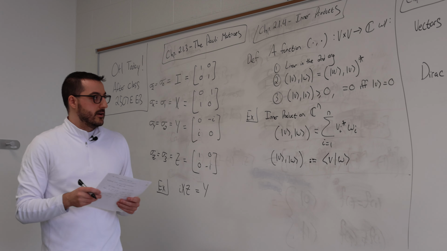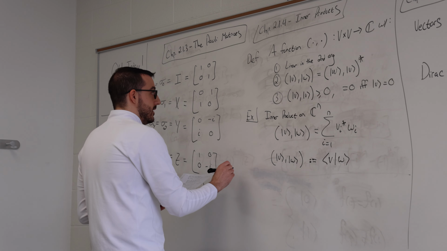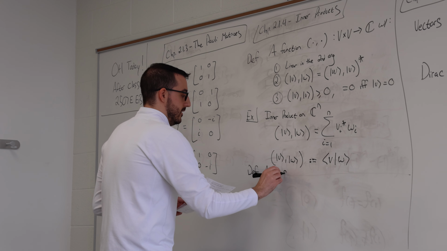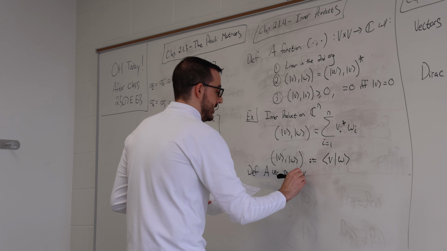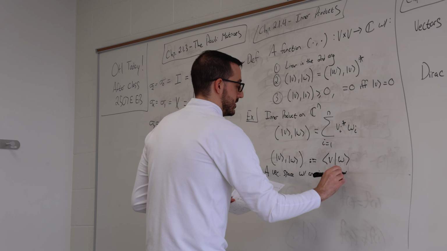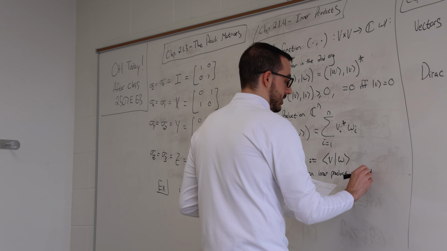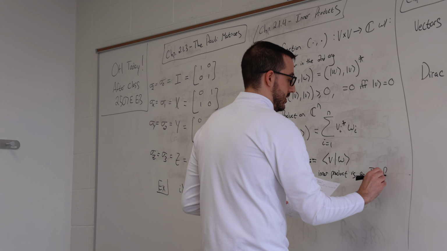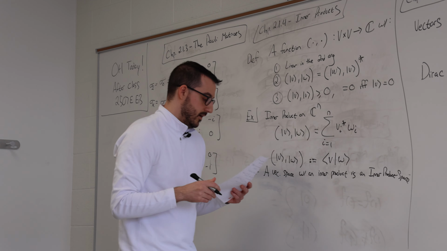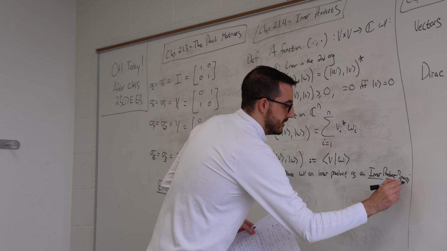Now, some rapid-fire definitions about this, some terminology that's important. So a vector space with an inner product is called, very creatively, an inner product space. Inner product space. A Hilbert space, so this is the definition of an inner product space.